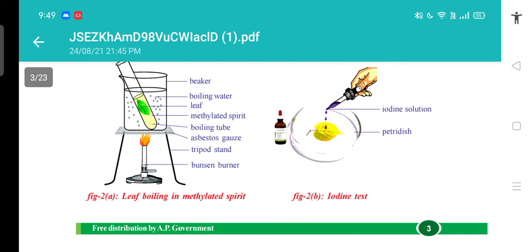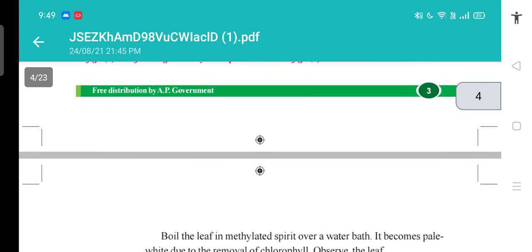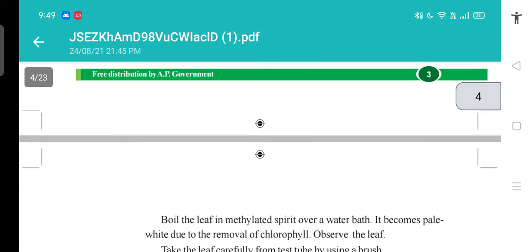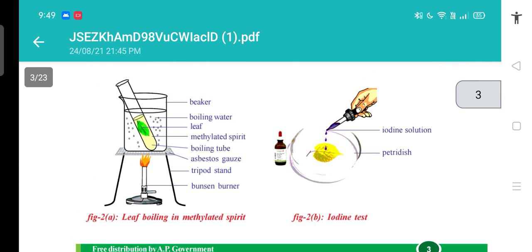In that petri dish they kept a leaf and poured iodine solution. You have to keep the leaf on the petri dish and add some iodine solution on it. This iodine solution plays a major role in this activity because it tells us whether the leaf has starch or not. It is the main thing in this activity.